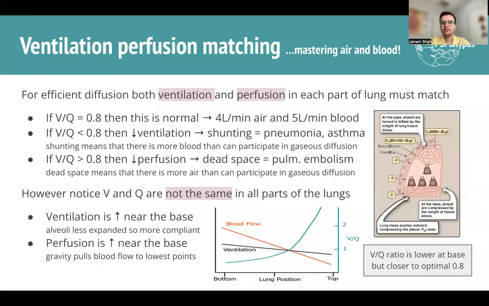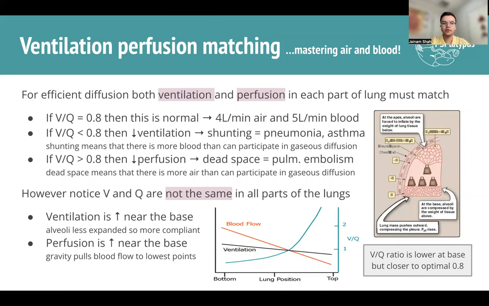Ventilation perfusion matching is what I signaled to from the first slide. It's that fifth factor that is really important for diffusion. And it's all to do with air and blood. So for efficient diffusion to occur, we need to make sure that ventilation and perfusion generally match in all parts of the lungs. And by match, I don't mean 1-to-1. While that might seem good, the actual normal should be 0.8.